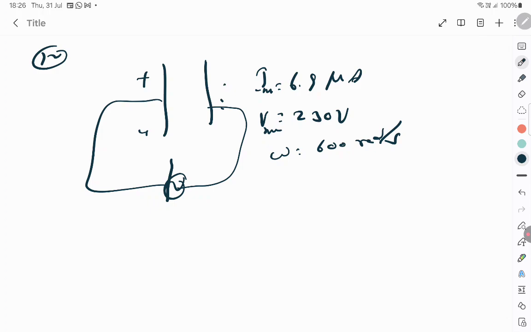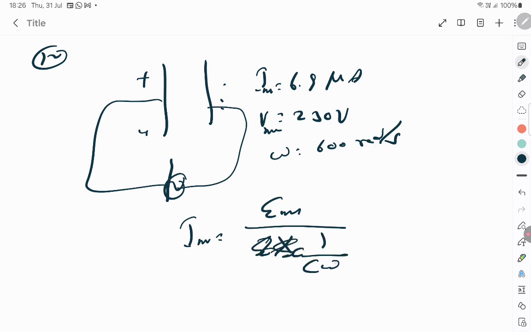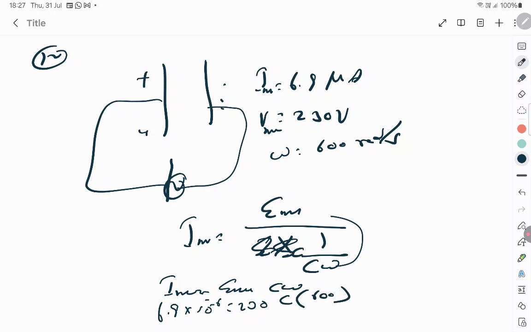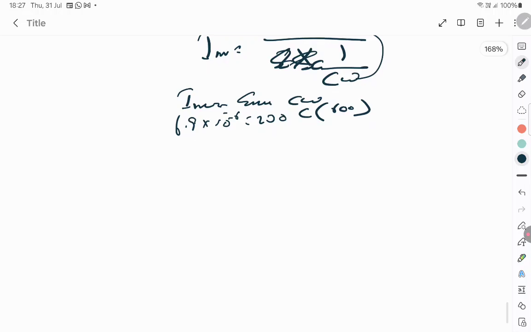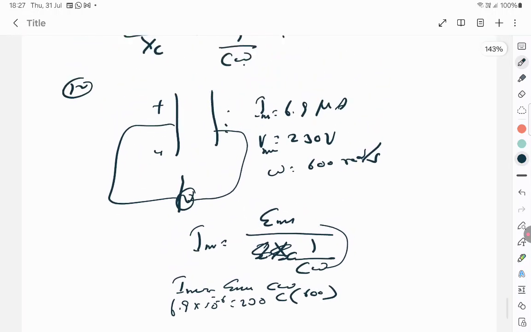So you know that IRMS is equal to ERMS by impedance Z. Is it only a capacitor? So it's only XC, which itself is 1 by C omega. So IRMS is equal to ERMS into C omega. IRMS is given to be 6.9 into 10 to the power minus 6. ERMS is given to be 230. C itself you don't know. Omega you know is 600. Directly substitute and get the value of C. You should interrelate this sum with a purely capacitive circuit. It won't strike you and you guys will leave it and come.